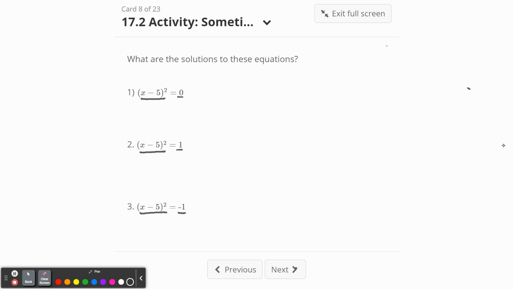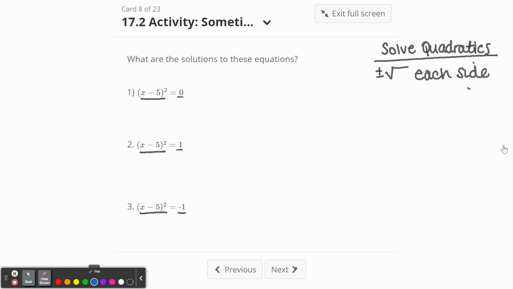So using what we know about how to solve quadratics, we could easily solve this by using square roots, which means we would square root positive and negative on each side. So let's do that with the first problem. I'm going to square root both sides. The square and the square root will cancel each other out and leave x minus 5 equals plus or minus root 0. Now, what is the square root of 0? That is 0. Is there such a thing as a positive or negative 0? No. So I can actually rewrite this as just x minus 5 equals 0.